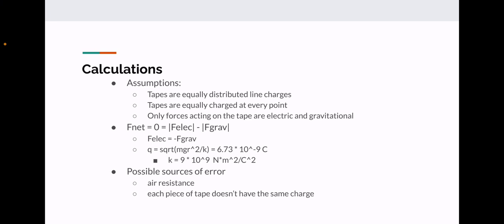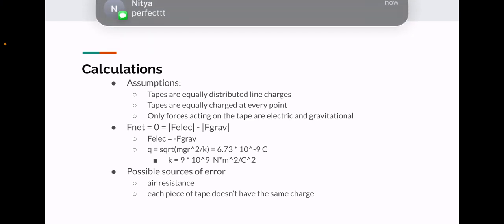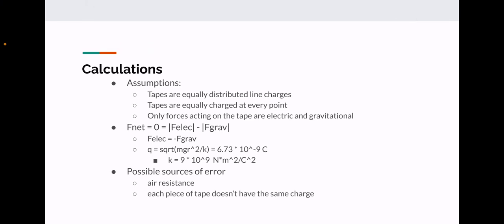First, we assumed that the tapes are equally distributed line charges and the tapes are equally charged at every point, and that the only forces acting on them are electric and gravitational, which is not necessarily true. So then F net was equal to 0 because nothing was moving. So the force of the electric field minus the force of gravity is equal to 0, meaning the force of electricity is equal to the negative gravitational force.